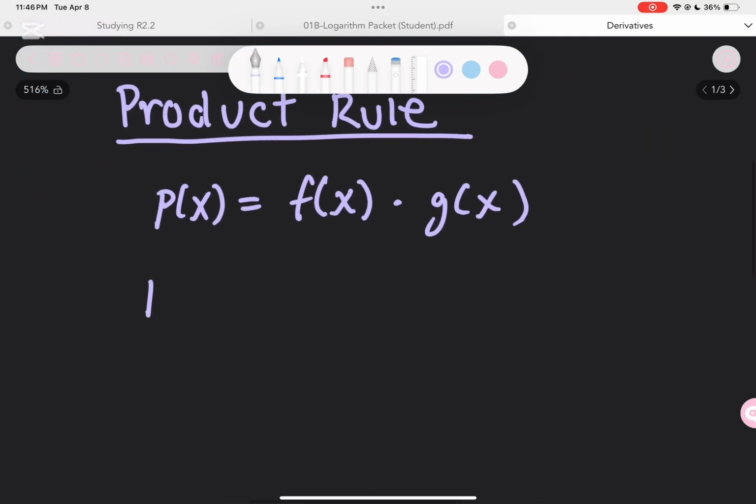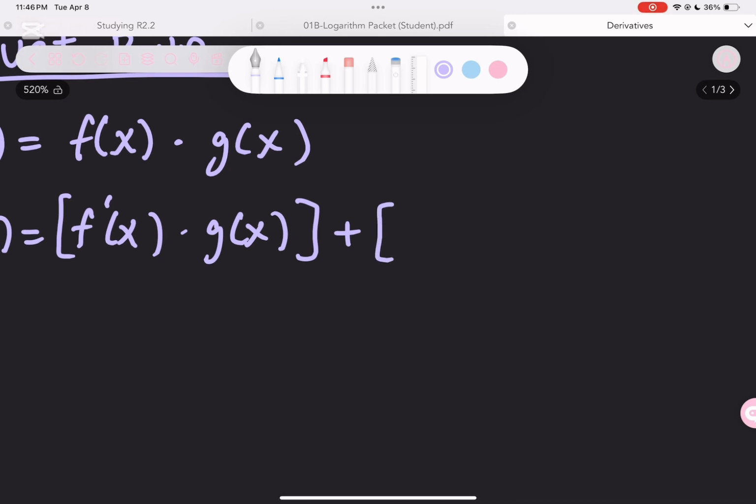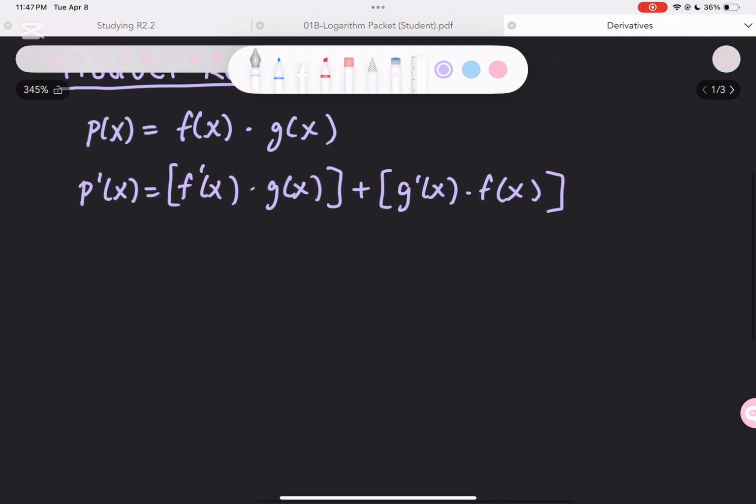Essentially, the product rule states that the derivative of p of x is equal to the derivative of the first term times the second term, and then this plus the derivative of the second term times the first term, regular, like that, okay? It looks kind of funny, but the application is simple enough.